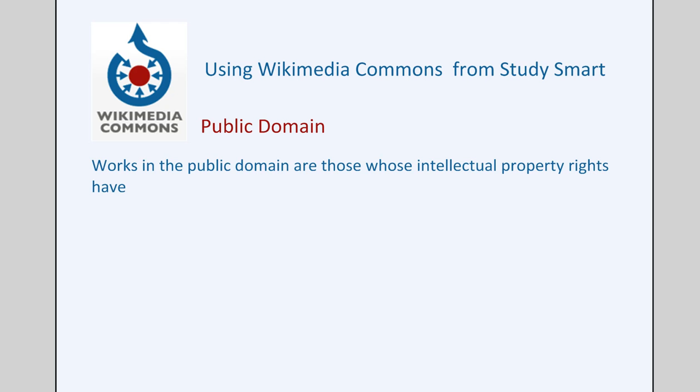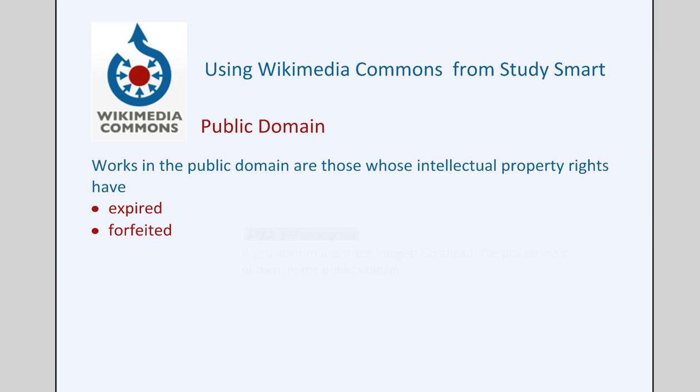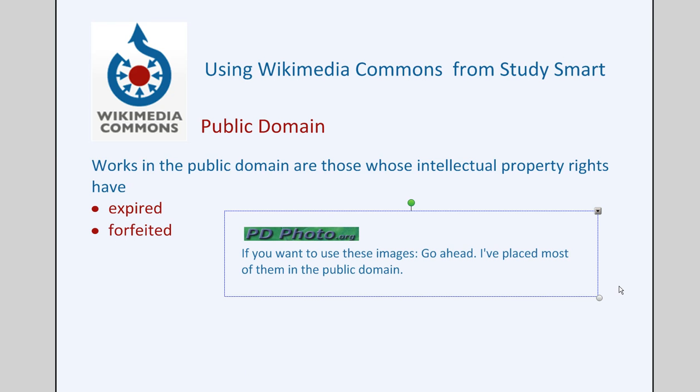Images that are in the public domain are there for one of three reasons. The intellectual property rights might have expired. So a work that's very old, for example, a work by Shakespeare or Beethoven, the intellectual property rights have already expired. The rights to the work might have been forfeited. So there's a lot of examples of these in the sources we recommend on Study Smart.